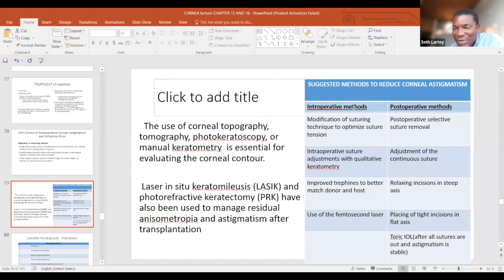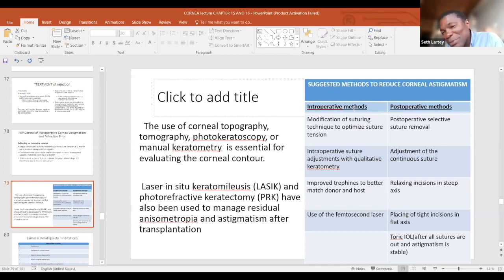So intraoperative methods, your technique, how tight your sutures are. So good suture technique, it should be the right length on the donor side and it should be evenly spaced. Those are very important pearls that we need to carry home. If you don't place your sutures well whilst you're doing your surgery, you end up with a lot of astigmatism. So managing of astigmatism starts intraoperatively.